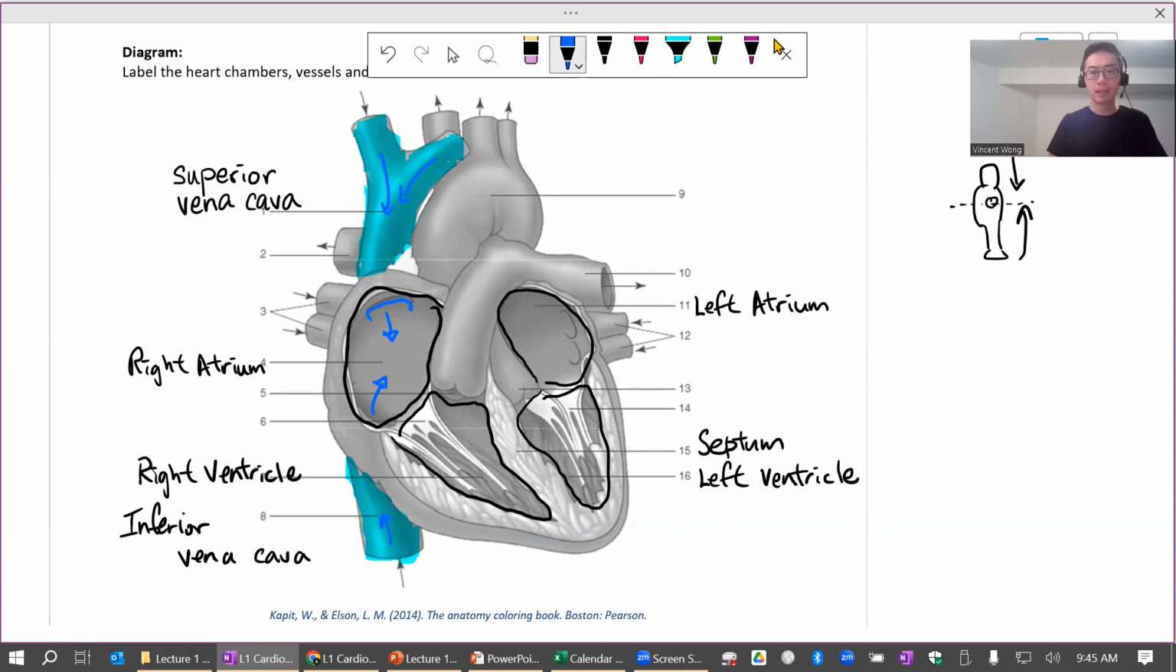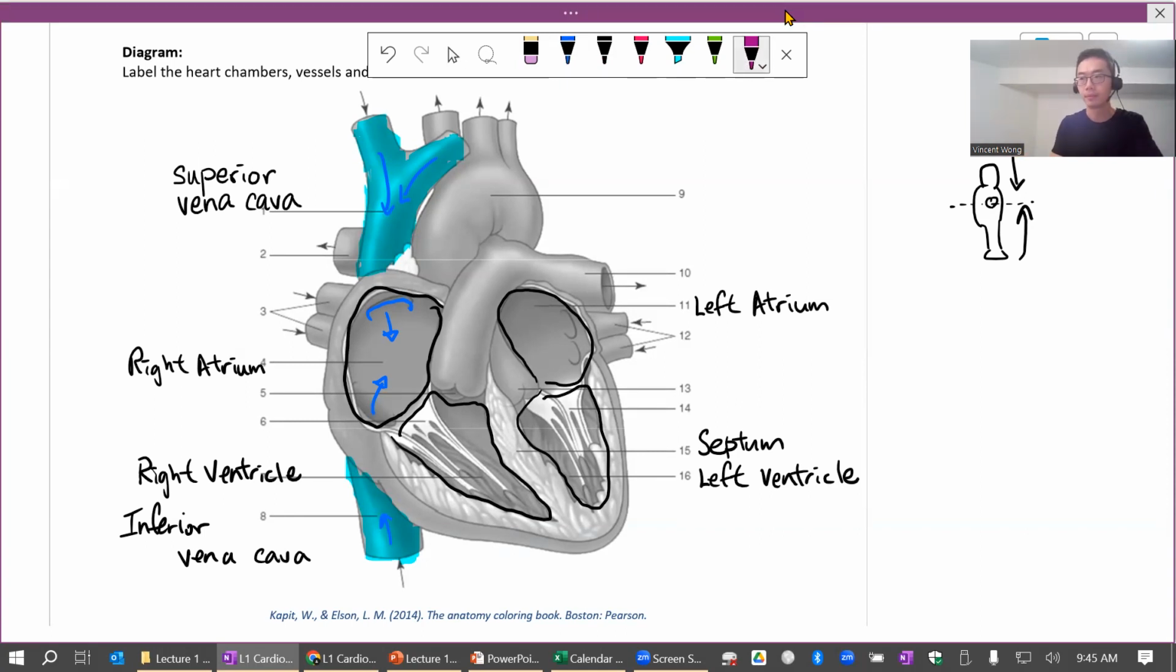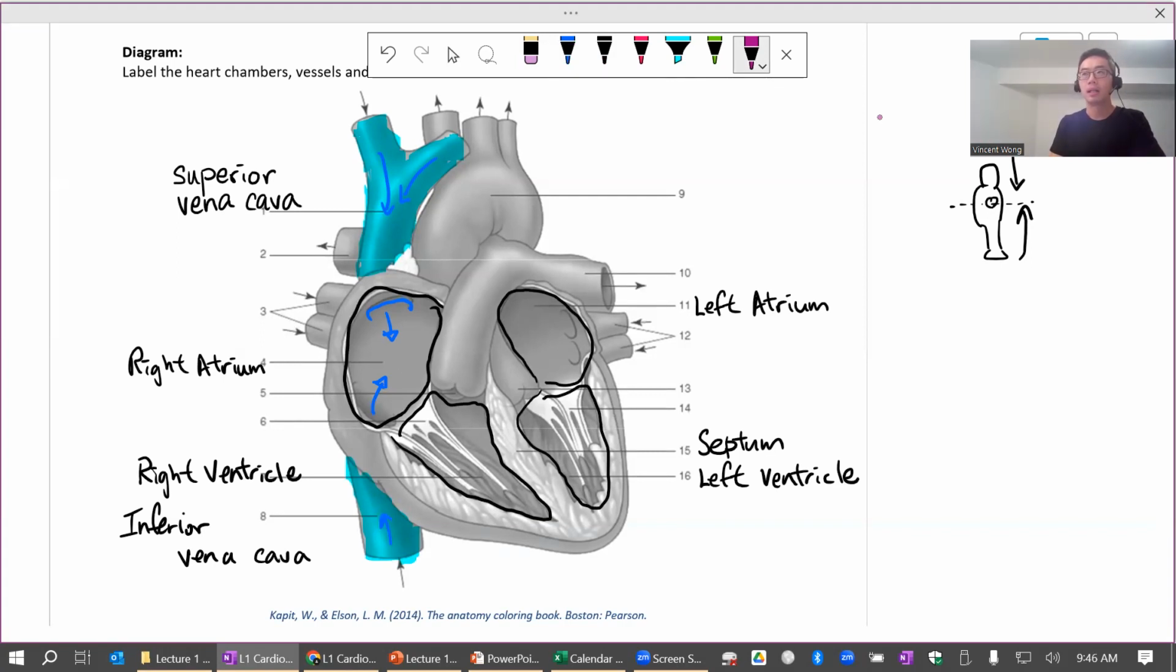So the blood coming in from the inferior vena cava is deoxygenated? That's right. It is low in oxygen content. It's not zero, but it's low. Deoxygenated, yes.